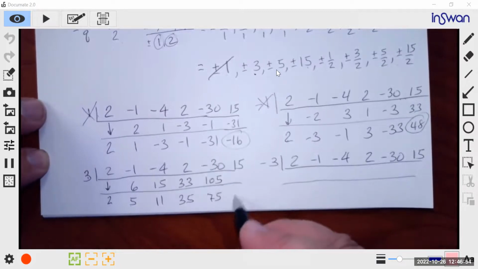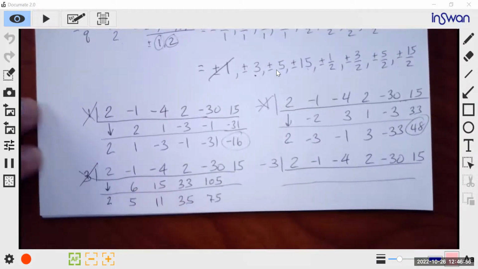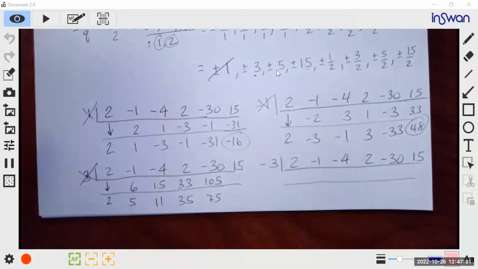Yeah, it's not going to work. That's going to be way too big. So 3 is not it. It's just going to become bigger. You're going to add those.